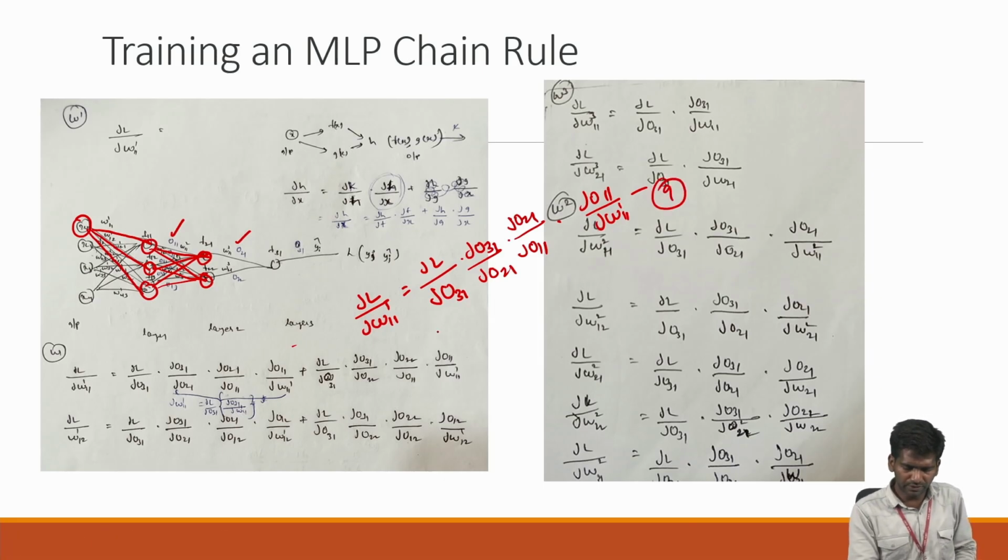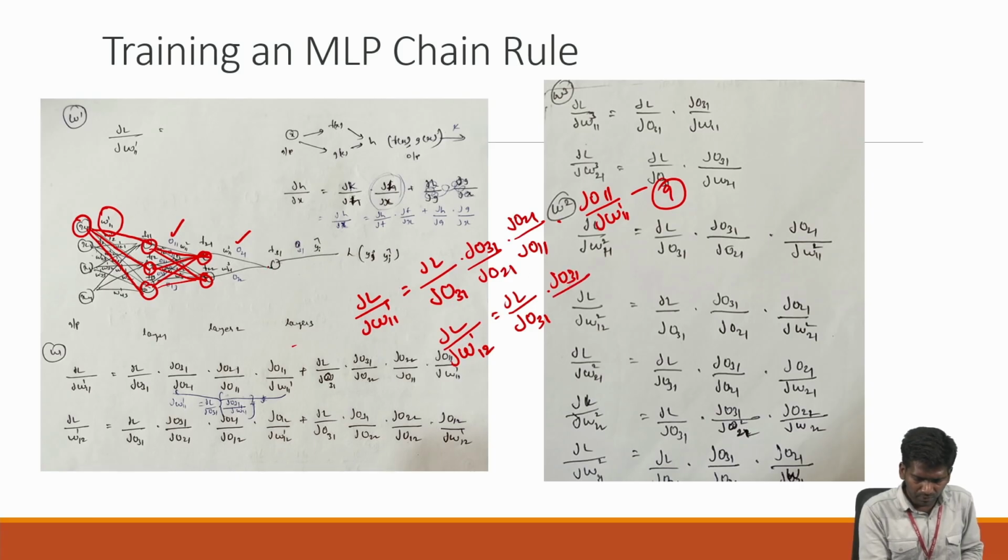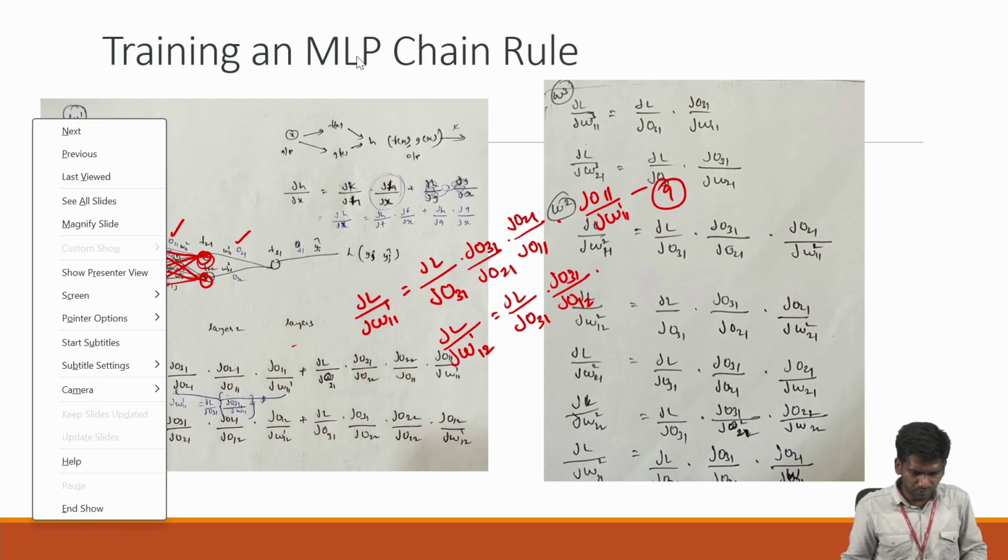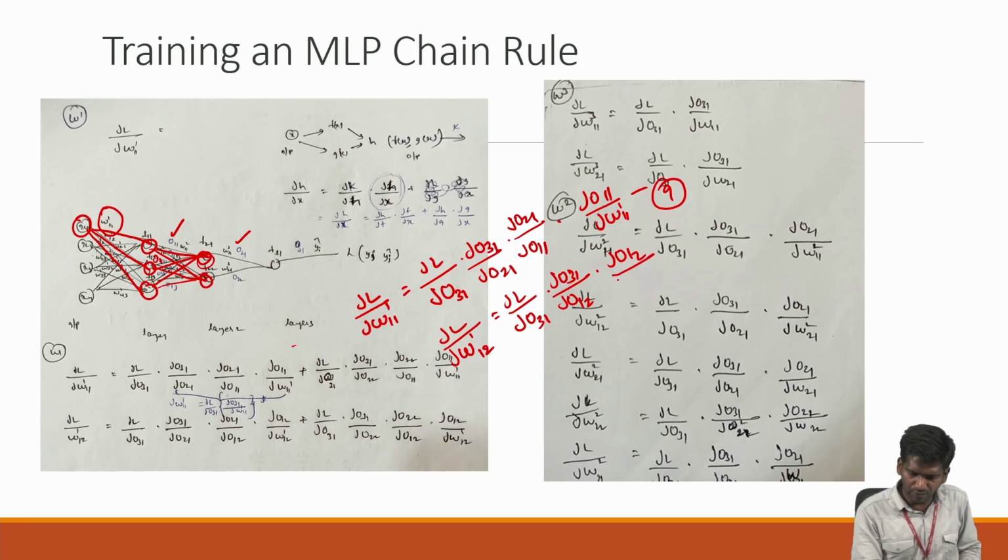Next, we have calculated the equation for W11. Similarly, derivative of loss with respect to derivative of W12. How do we get this? Derivative of O31 will be coming from derivative of O21. First we complete O21. O11 we completed, right? So here it will be O12. So it will be derivative of O12. Derivative of O12 will be coming from derivative of W12.